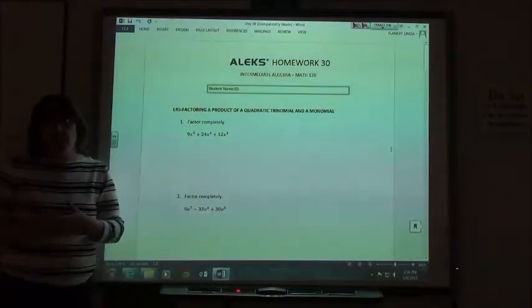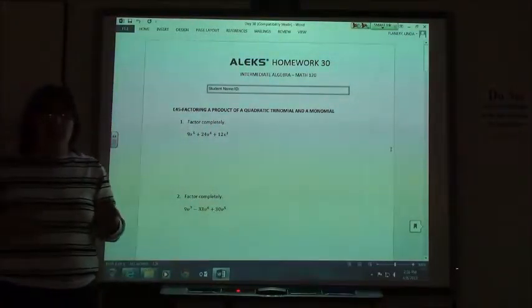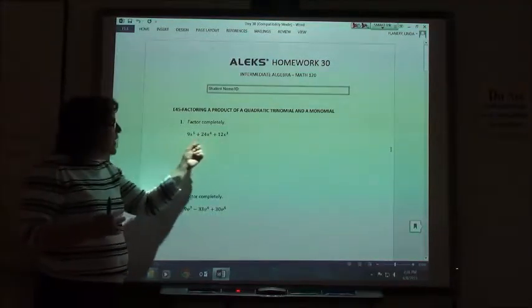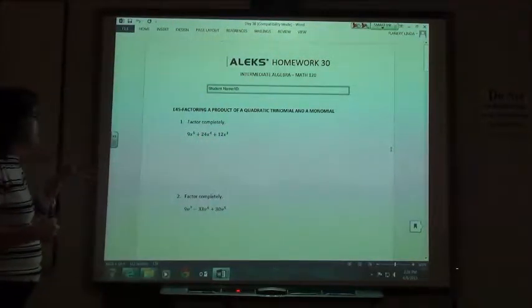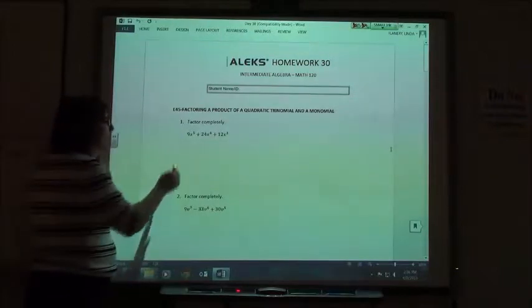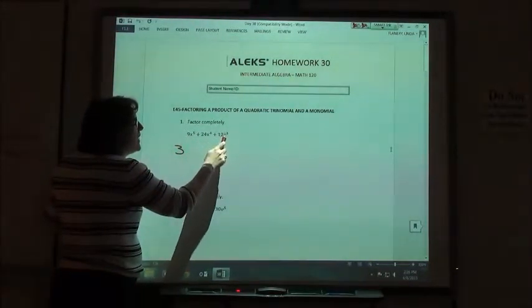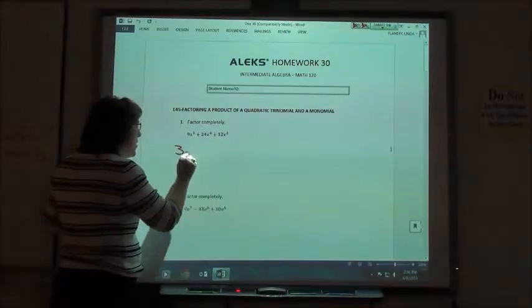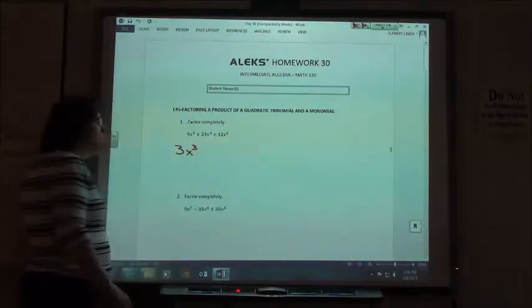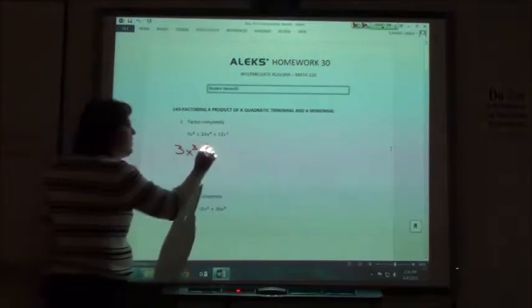When it says factor completely, that's a hint to look for your greatest common factor first. There's something I can divide out of all three terms. 9, 24, and 12 are all divisible by 3. I have an x to the 5th, an x to the 4th, and an x to the 3rd. I can do the lowest one, so x to the 3rd. So 3x to the 3rd is my greatest common factor.